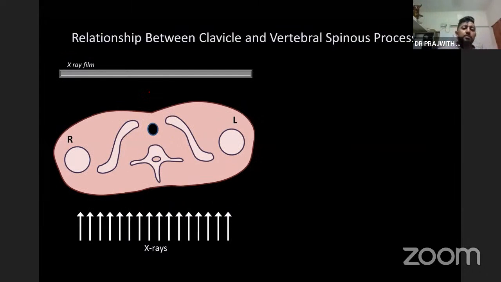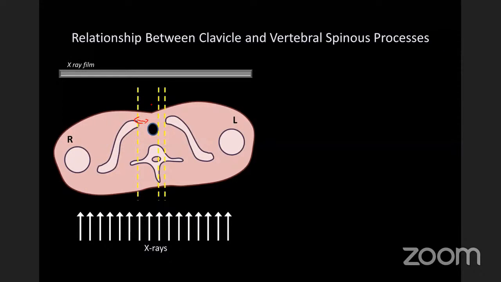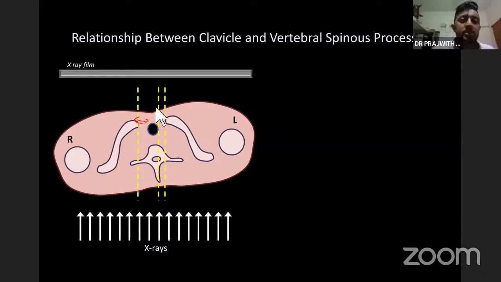Now what happens? I have kept the patient sideways. Now what will happen? Whichever side is more anterior, that will come more medially. Okay, it will come more medially. Whichever is more posterior is coming more laterally. So what happened? The distance will increase in whichever side the rotation is happening. The distance will increase whenever there is a rotation.